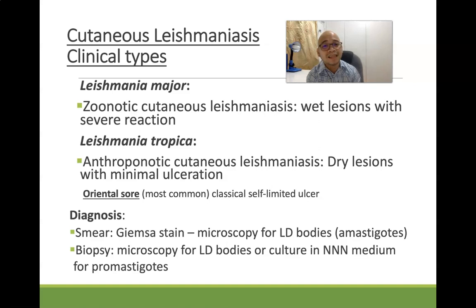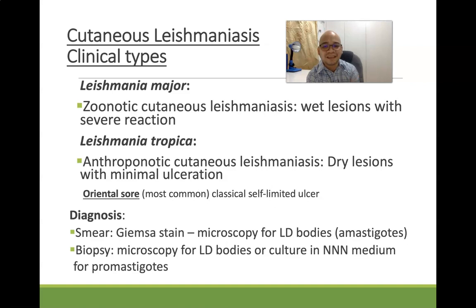To diagnose this, we look for the so-called Giemsa stain, so that we can look for the LD bodies. LD bodies are basically amastigotes. So, biopsy, so that you'll be able to look for the LD bodies, or you may want to place the specimen or tissue in NNN medium so that you'll be able to cultivate the promastigotes.